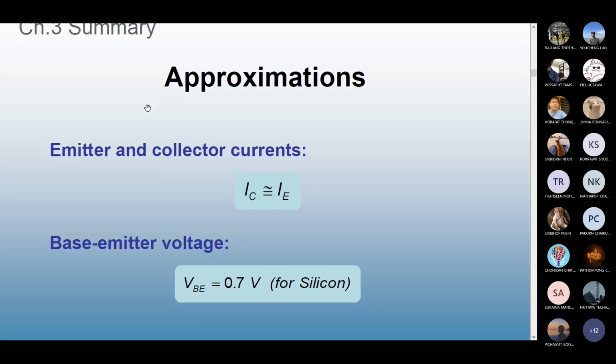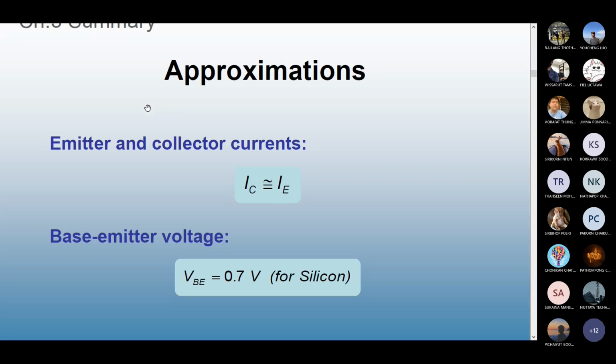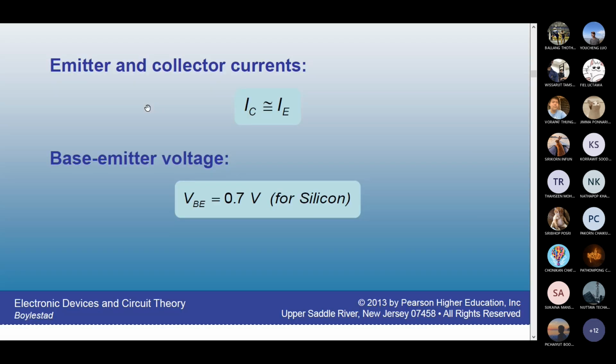Now I talked about the approximation where IC can be sometimes approximated as IE, because if you take the equation IE equals IC plus IB, now IB has disappeared. Why? If one is milliamp, the other one is microamp, you can ignore the one that is 1,000 times smaller. It will not change the final value too much. Base emitter voltage, VBE, we always take 0.7 volt for this course, assuming it's a silicon material.